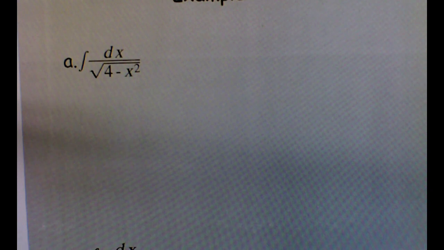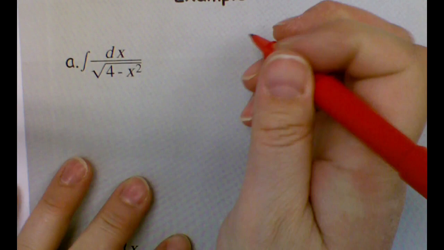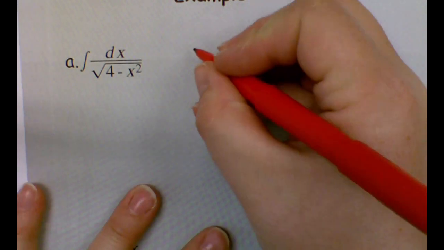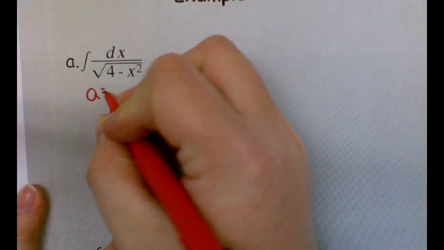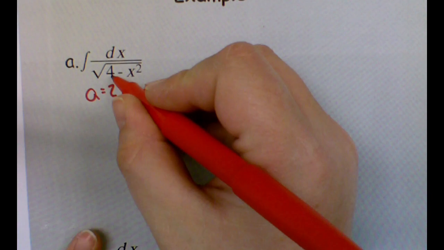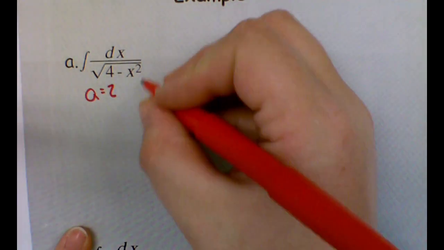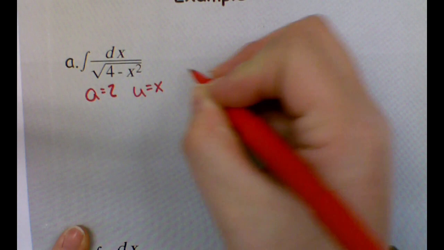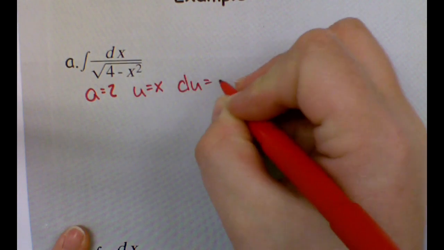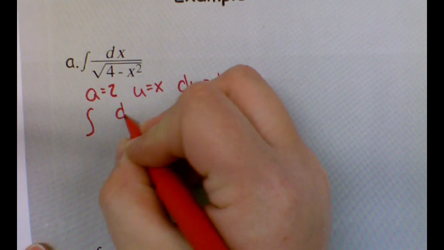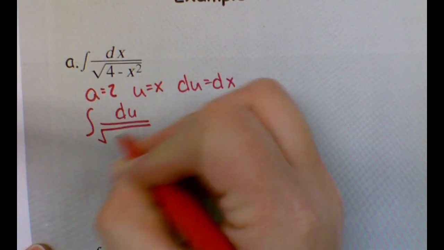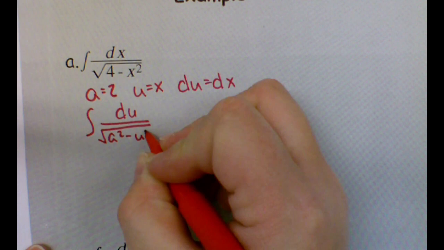So the trick to these is determining what is u, what is a, and then using the formula. So in this first one, this looks most like the sine formula, the arcsine formula, sorry. Our a value is 2 because it's a squared, so 2 squared gives me 4. Our u value is x, which means du is just dx.